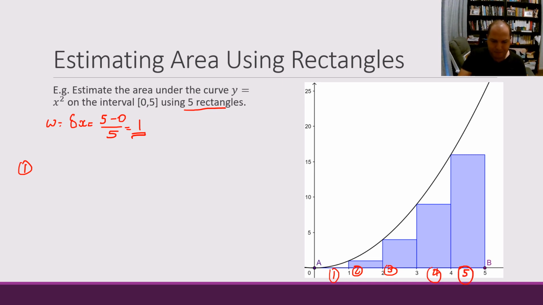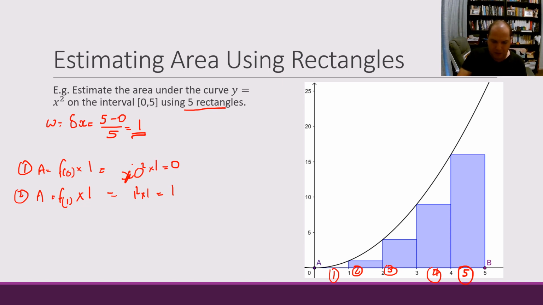So rectangle 1, the area is going to be the function at 0 times our width, which is 1. Now, the function is x squared, so that'll be 0 squared times 1, which equals 0. And that makes sense. There's no rectangle there for rectangle 1. Then for area 2, that'll be my function at 1 times my width, which is 1. 1 squared times 1. That rectangle has an area of 1.